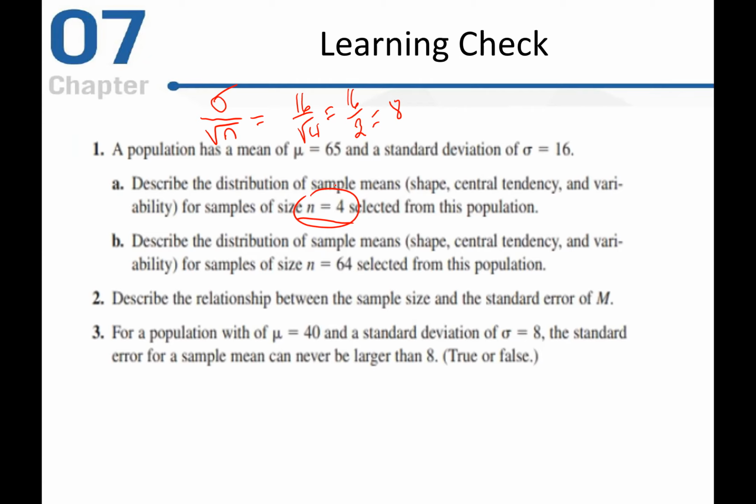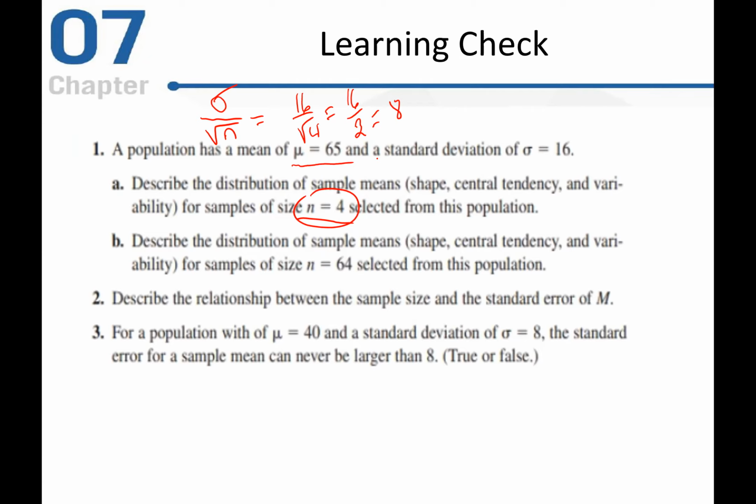However, what we can do is tell you what the central tendency is. The central tendency would be a mean of 65, because the mean of the distribution of sample means is going to be equivalent to the population mean.